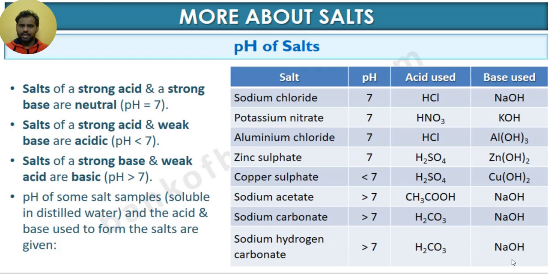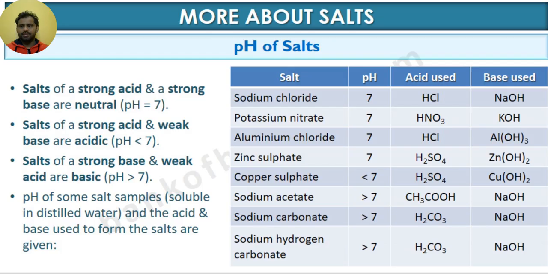Let's move ahead and learn about the pH of salts. Sodium chloride is a normal salt, common salt. It has a pH of 7, and the acid used is HCl and the base used is NaOH. Potassium nitrate, again pH of 7, HNO3 and KOH. Aluminum chloride, pH 7, HCl and Al(OH)3. Zinc sulfate, 7, H2SO4 and Zn(OH)2.